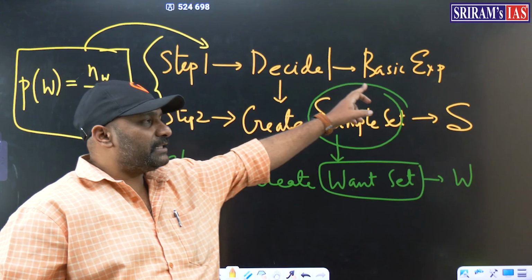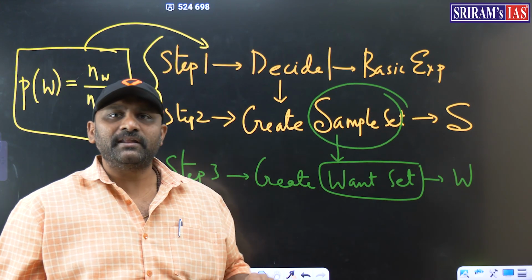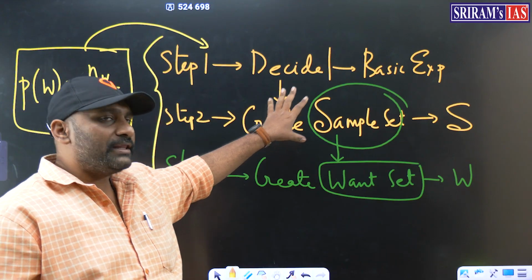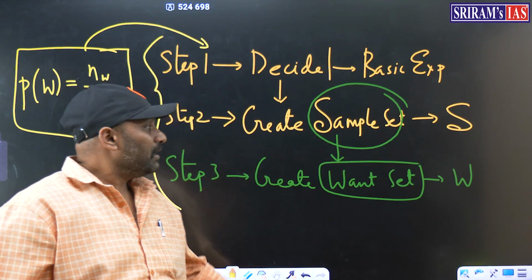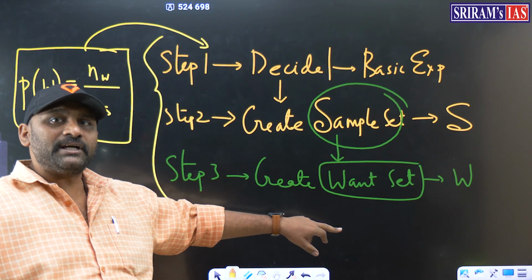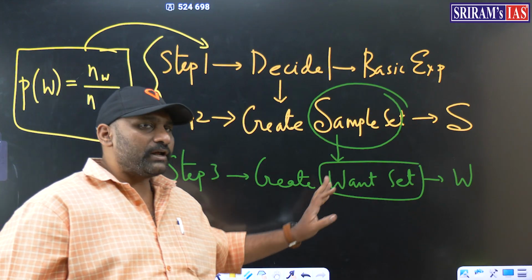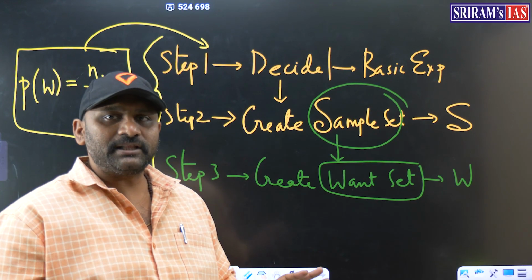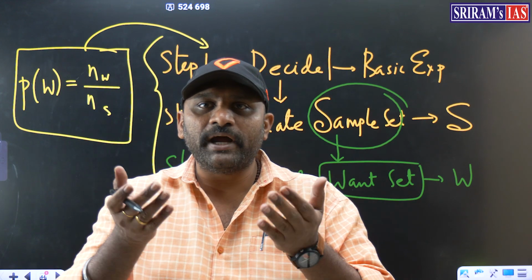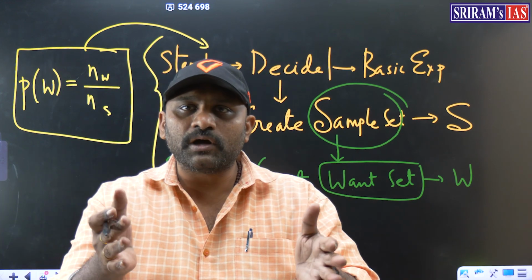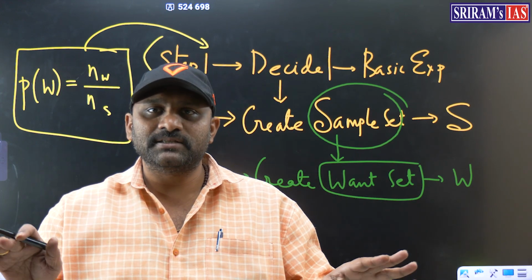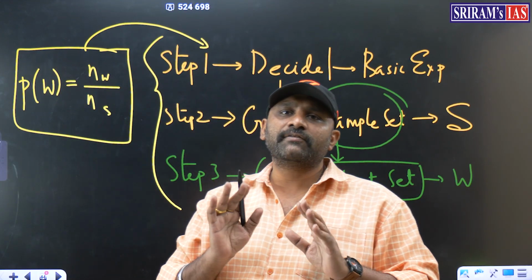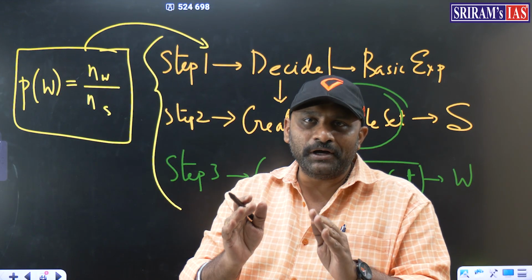Step 1, decide the basic experiment. What is the actual experiment? From the basic experiment, what possible outcomes are there, that is called the sample set. From the sample set, you have to choose whatever want set you want, what I need. And finally, probability is nothing but want outcomes by total outcomes, or want outcomes by sample space. As simple as this. In a question and answer finally, this is the whole game. So that is the fundamental concept of probability.